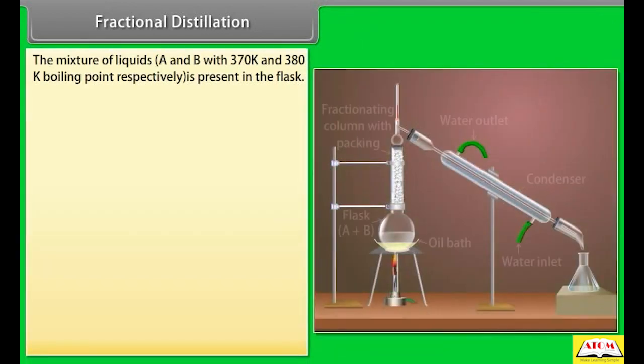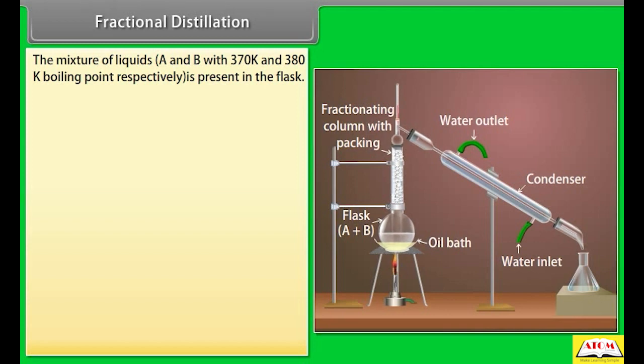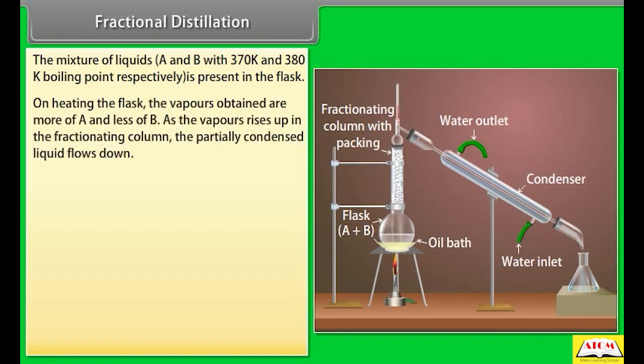The mixture of liquids A and B with boiling points 370 Kelvin and 380 Kelvin respectively is present in the flask. On heating the flask, the vapors obtained are more of A and less of B. As the vapors rise up in the fractionating column, the partially condensed liquid flows down.